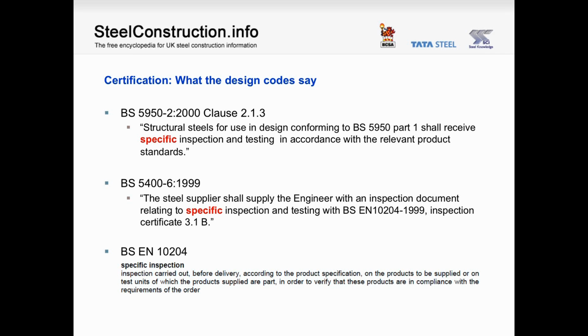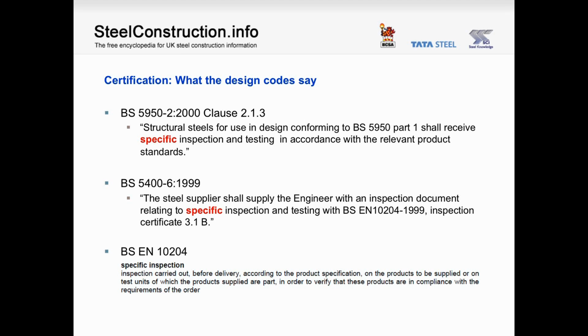If I can draw an analogy with common practice for concrete, on most projects the specification will call for concrete cubes to be taken, and those cubes will be tested to give an indication of the strength of the concrete used on that particular project. In simple terms, specific inspection and testing of steel does exactly the same thing. It gives an indication of the characteristics of the steel used on a specific project.